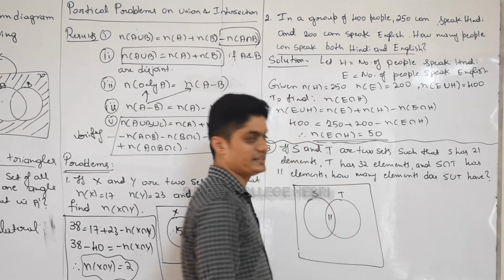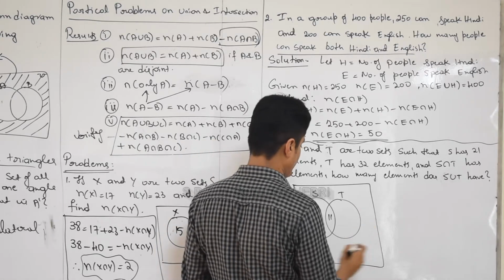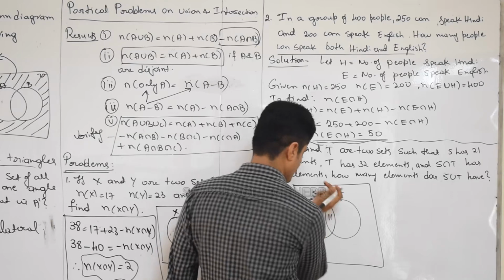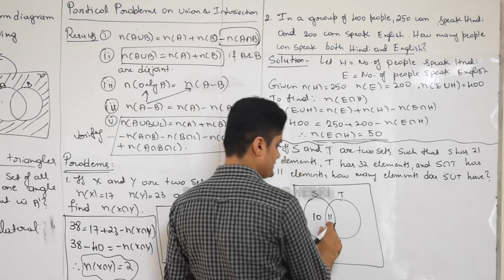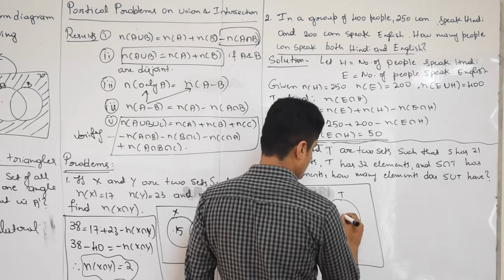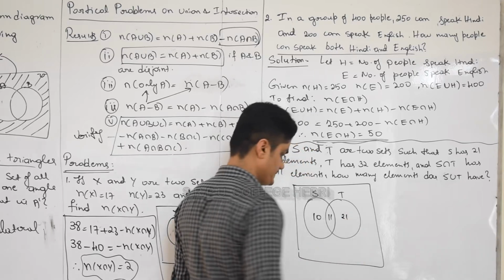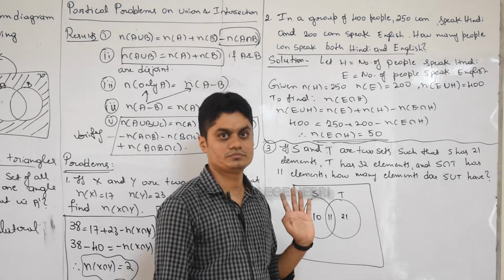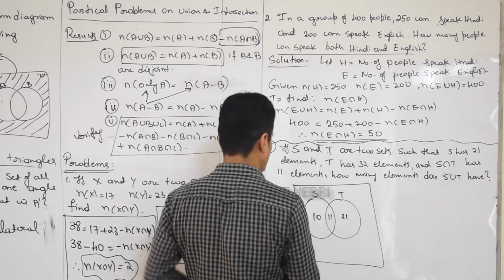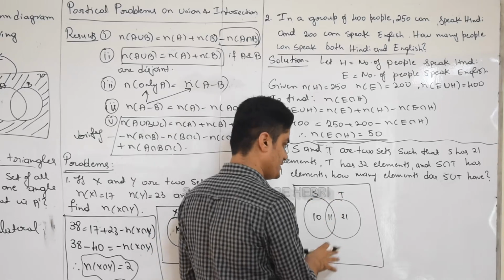So first the intersection part. Next, the number of elements in S is 21. Then how much should come here? 10. Sorry. 10 plus 11 is 21. T has 32 elements. 11 is already there, so for 32 to come, next 21 should come. 32. Understood? So this diagram is enough. No need to write the formula, no need to write n of S, n of T. Directly you can write the diagram and answer it.